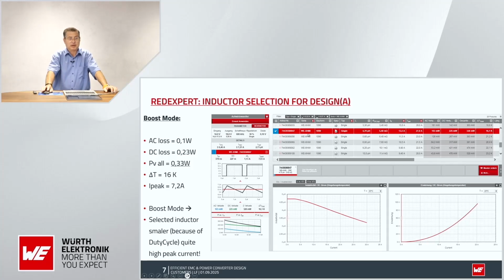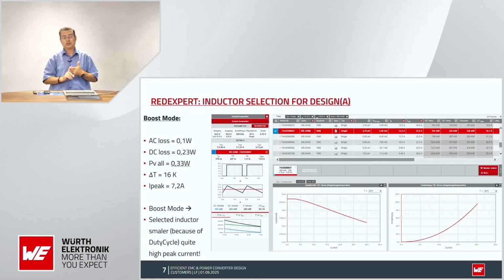And this inductor was chosen because I have a delta T of 16 Kelvin. The total losses, AC losses and DC losses, by the way, the Red Expert is calculating by the AC losses, not only just the core losses. It is included also the skin effect losses, also the proximity effect losses, so it's not only core losses.